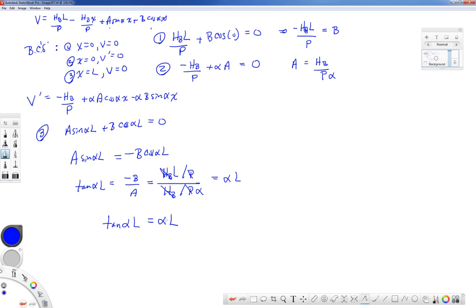But it turns out the first time this happens, the lowest value is when alpha L is equal to 4.4934. Now there's more digits. It's a transcendental number, but that's 5 significant digits right here. It's close enough. And there are multiple values to this, like I said, but this is the lowest value where that will happen. So you can try this. You can put this in your calculator. Make sure your calculator is in radians, but you put in 4.4934, take the tangent of it, and that'll be 4.4934.